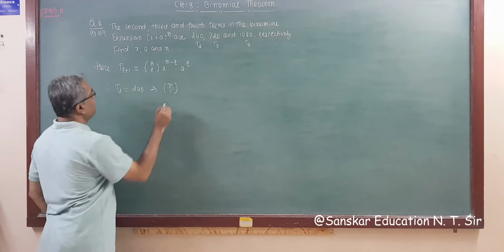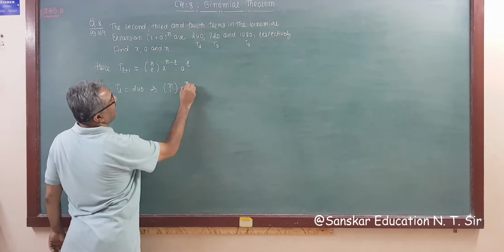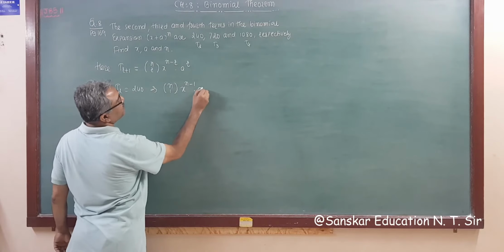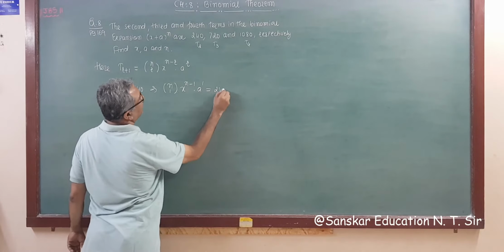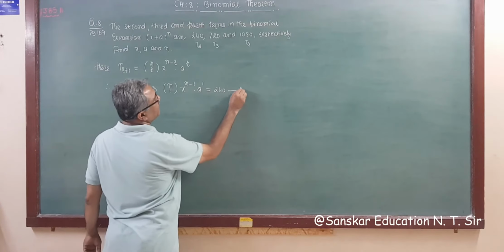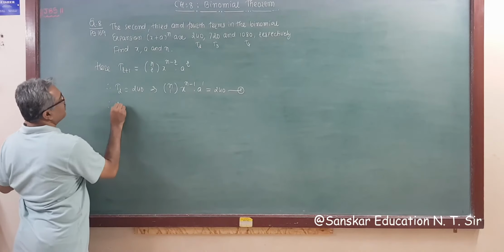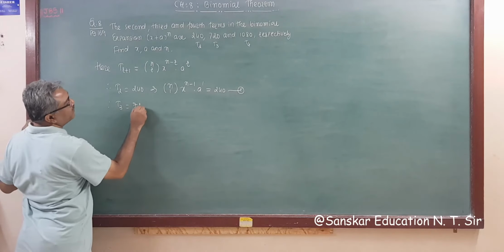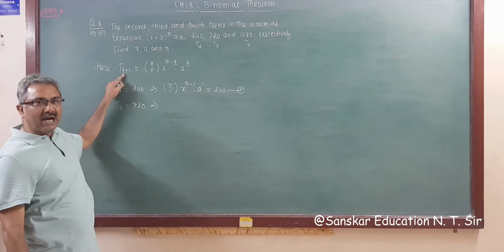Taking r equal to 1, we get nC1 x raised to n minus 1 a raised to 1 is equal to 240, result number 1. Now T3 is equal to 720. How do we get this? Here substitute r equal to 2.